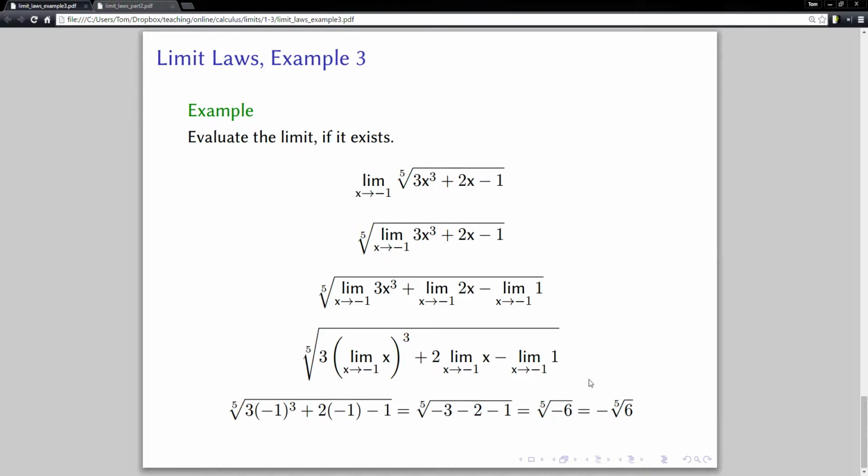So again, the limit laws apply here, and you can see again, this would be exactly what you would get if you just substituted a -1 in there and calculated that out. You'd wind up with exactly the same value here.